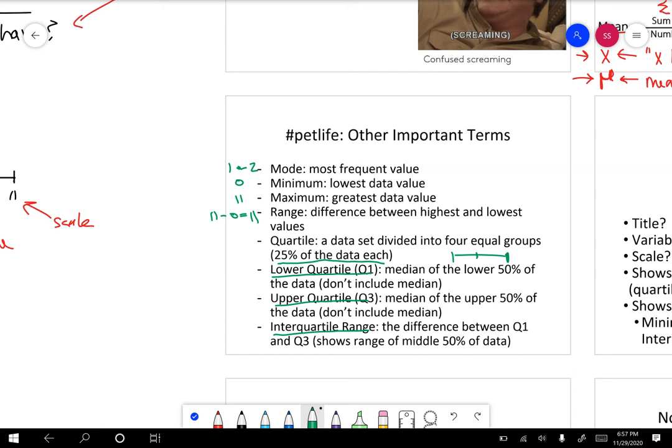And then interquartile range is pretty self-explanatory based on that title, interquartile range. So range meaning the difference between two numbers. So with interquartile range, we're looking at the difference between our Q1 and Q3 numbers. So it basically tells us the range of the middle 50% of the data.